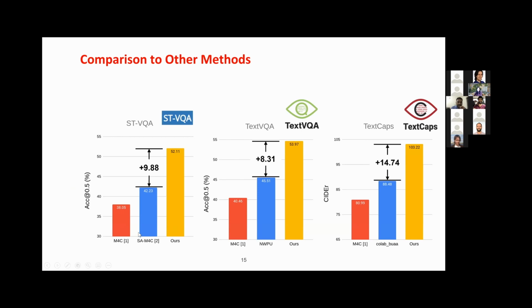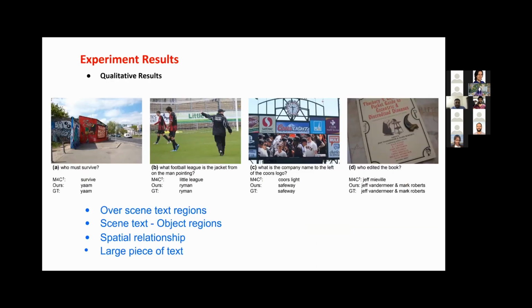The red bar is our baseline method that shares the same network architecture. The blue bar shows the performance of the previous state-of-the-art, and the yellow bar shows the performance of our approach. This figure shows some representative failure cases of a non-text-aware pre-training baseline that can be corrected by text-aware pre-training.